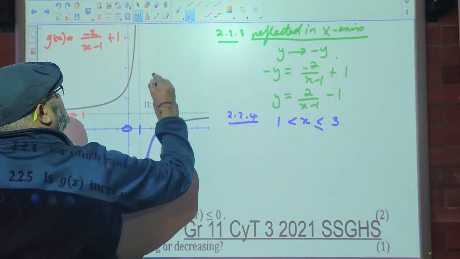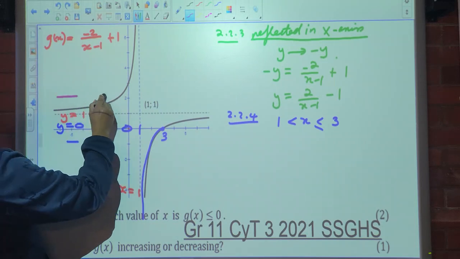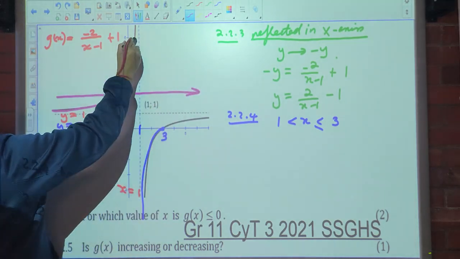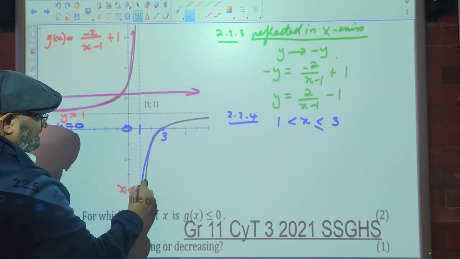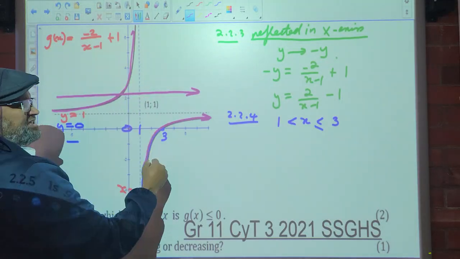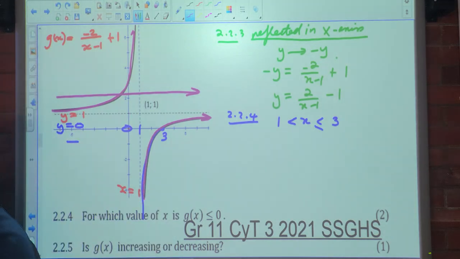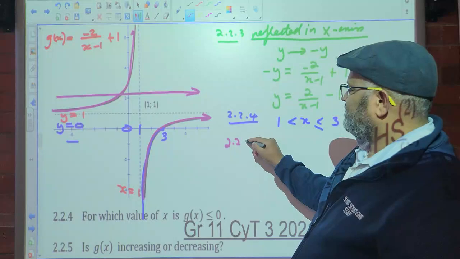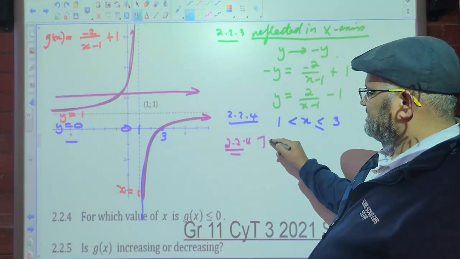The next question says, is g of x increasing or decreasing? Now in grade 12, as x increases, what happens? This graph is increasing. Can you see that? As x increases, this graph is increasing. So this is an increasing function. 2.2.4, the graph is increasing.